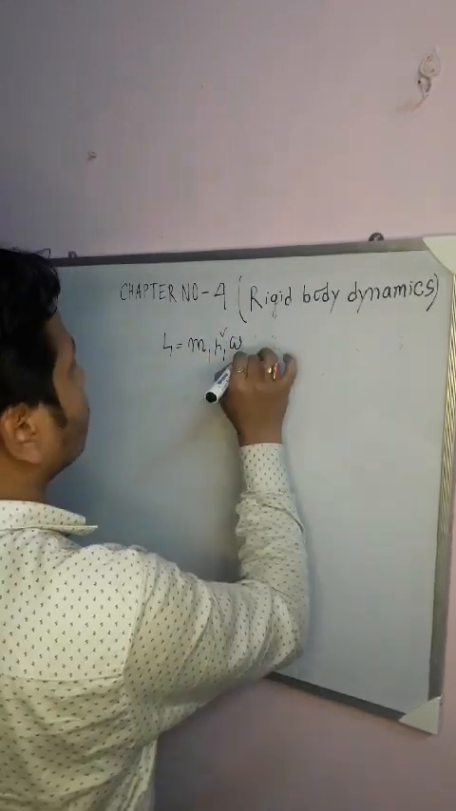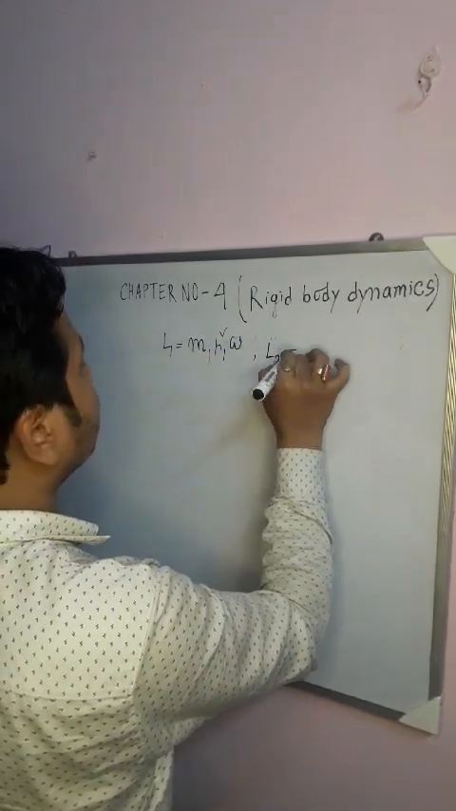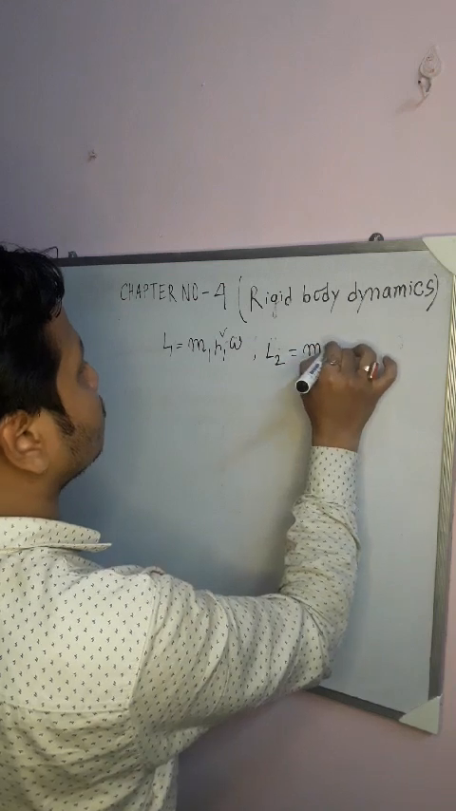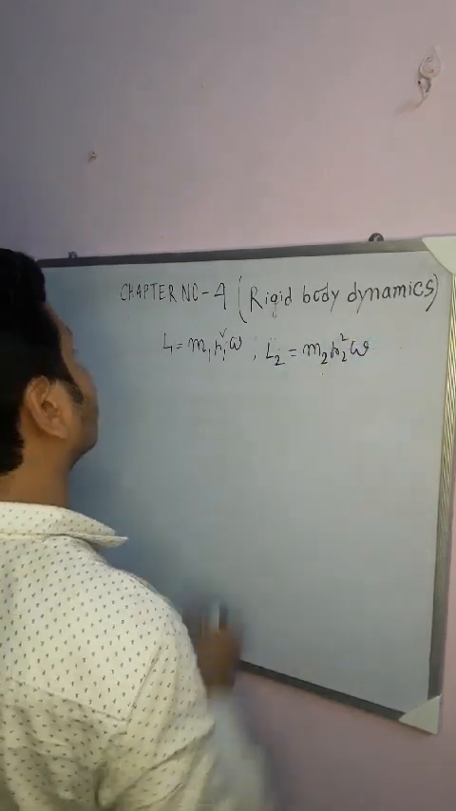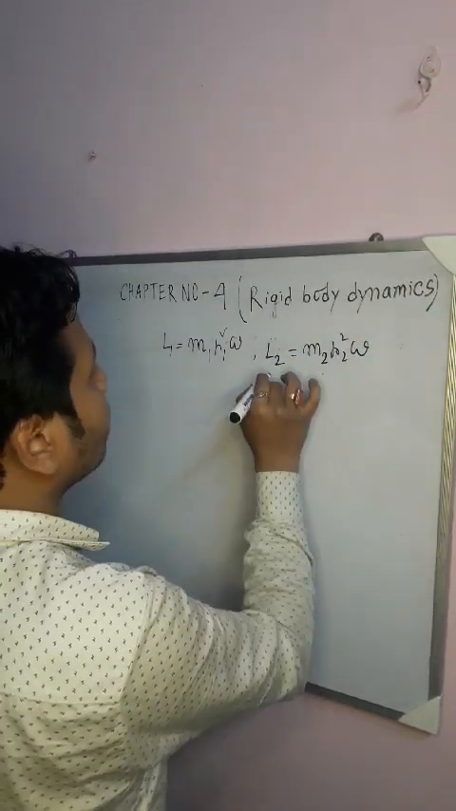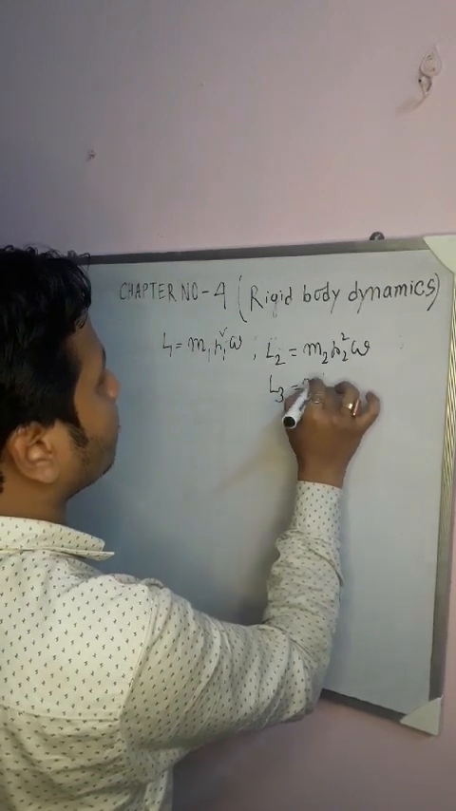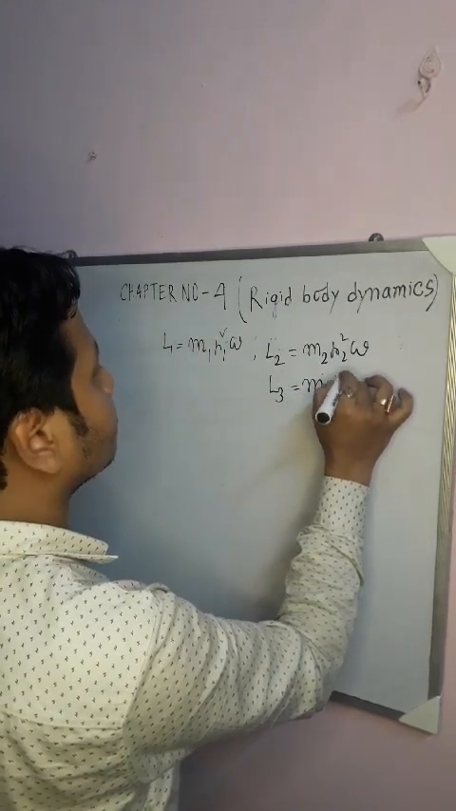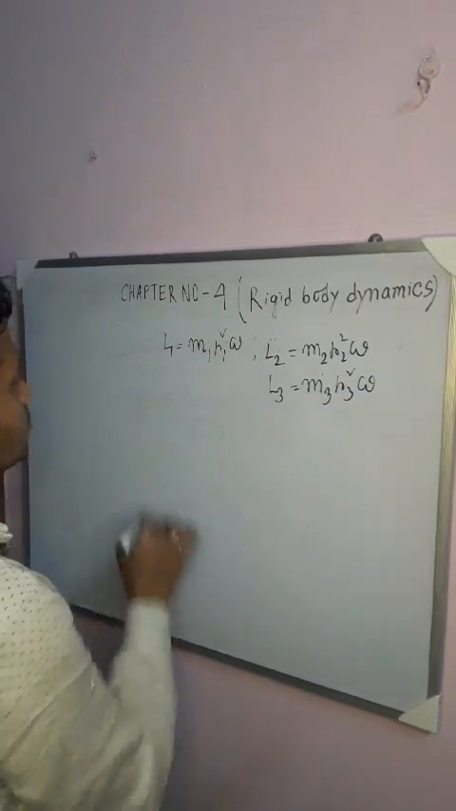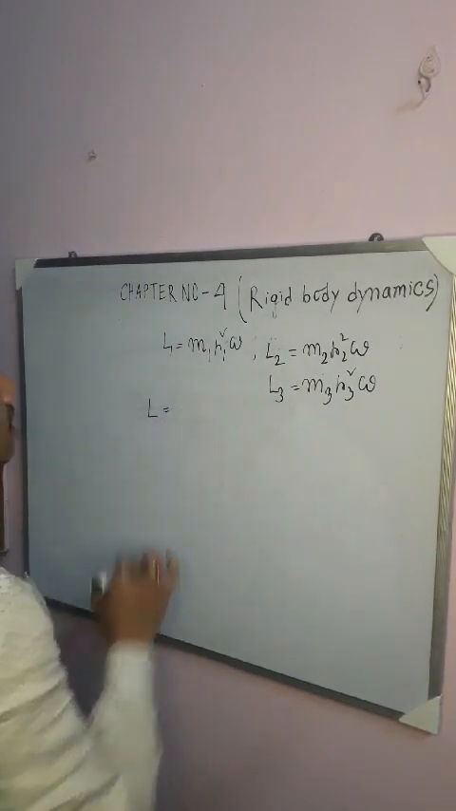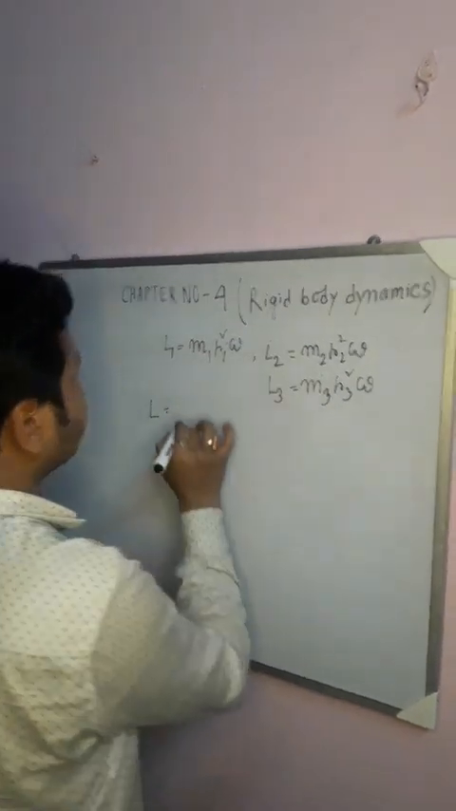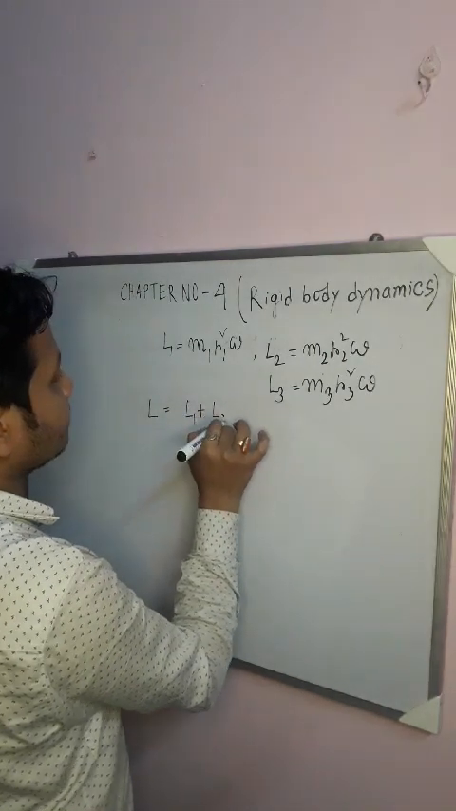Okay, what will be the angular momentum of the particle of mass m2? That is m2 r2 square omega. Now what will be the angular momentum of the particle of mass m3? That is simply m3 r3 square omega. Now what will be the total angular momentum of the rigid body about the axis of rotation? Similarly, you can add these terms.